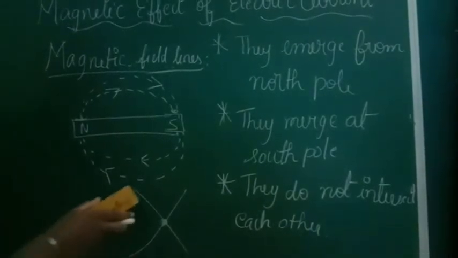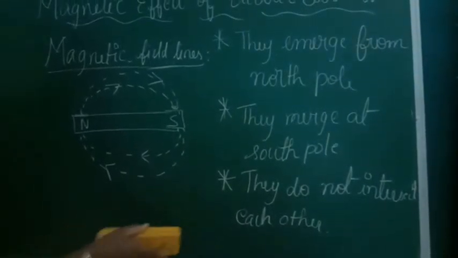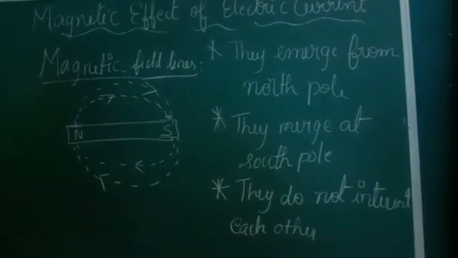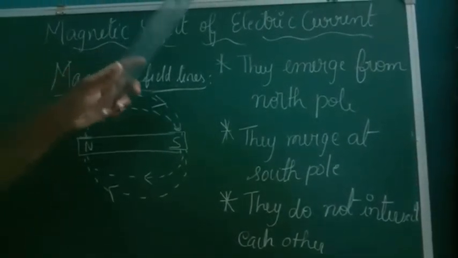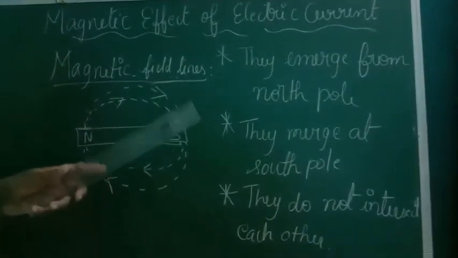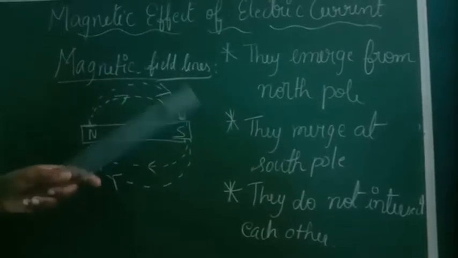No, right? So they are very far away from each other. So we can say that they do not intersect each other. So these are the three different properties of magnetic field lines, which is a very important question.